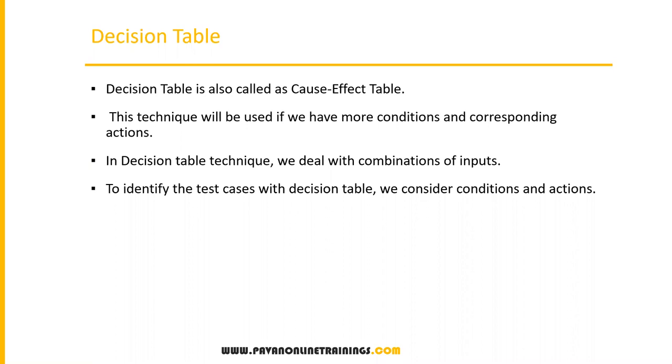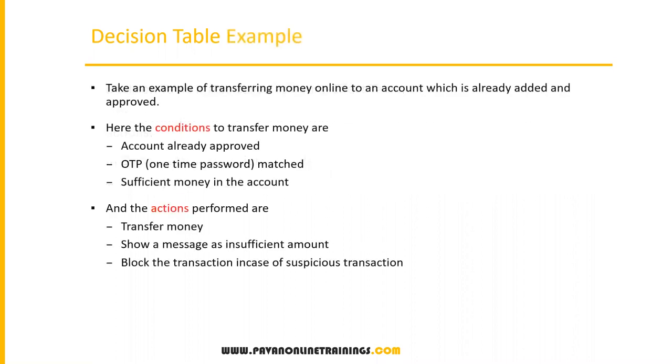So in the decision table, how will we prepare the data, and how can we use this technique? Let me show you one example. This is my requirement. Let's take an example of transferring money online to an account which is already added and approved. So I have one already added and approved account, and I want to send money to that account. And here there are certain conditions and actions to be performed.